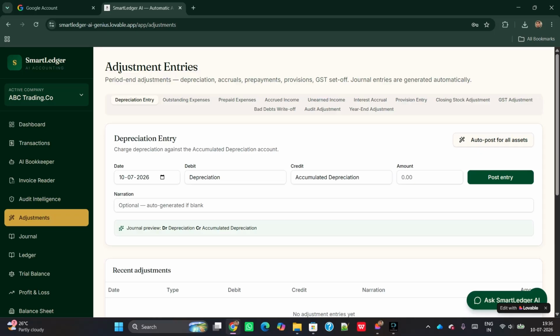Now coming to the next feature, that is adjustment. If the user or the business entity forgot to add entries during the accounting period and needs to add them in the journal, ledger, or the financial statement, just by coming to this option or feature, they can add the entries which they forgot to add during the financial year.